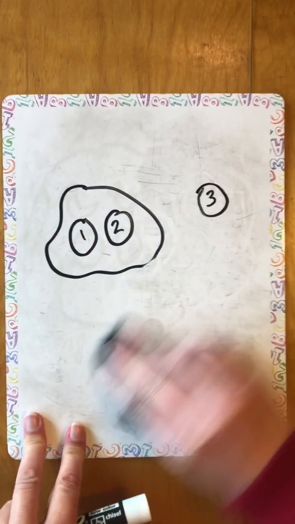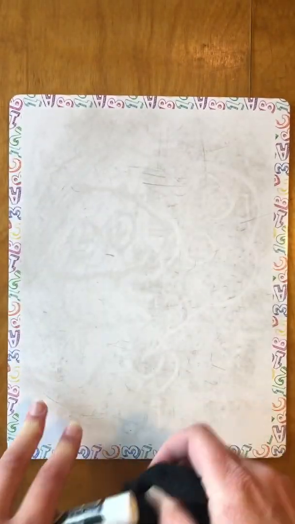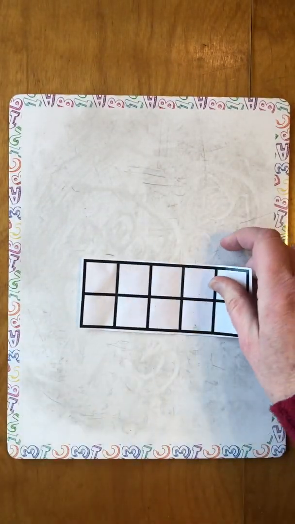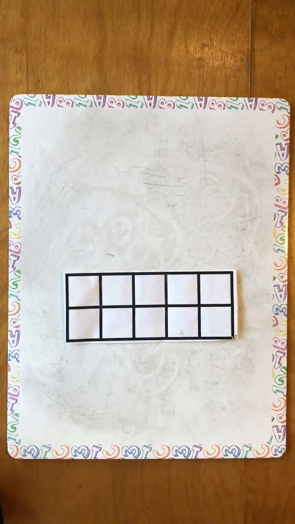All right, let's try another one. Erase your board. Get your 10 frame ready. We're going to build it first. Okay, I'm going to say this story problem twice, and I want you to build it first. 5 bugs are on the leaf. 3 more bugs flew to the leaf. How many bugs are on the leaf now?